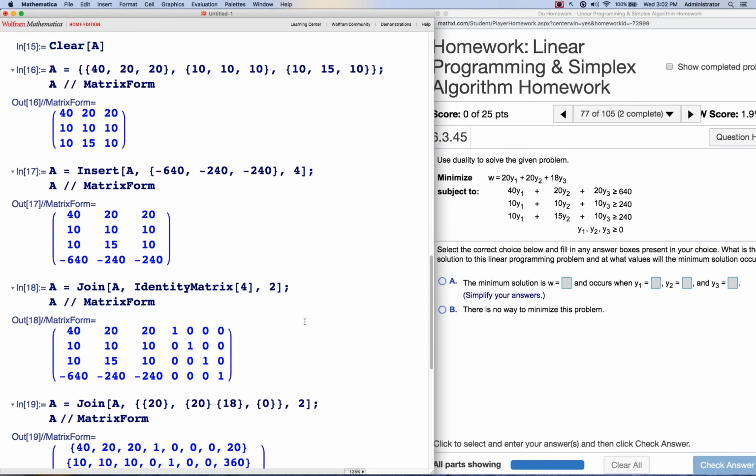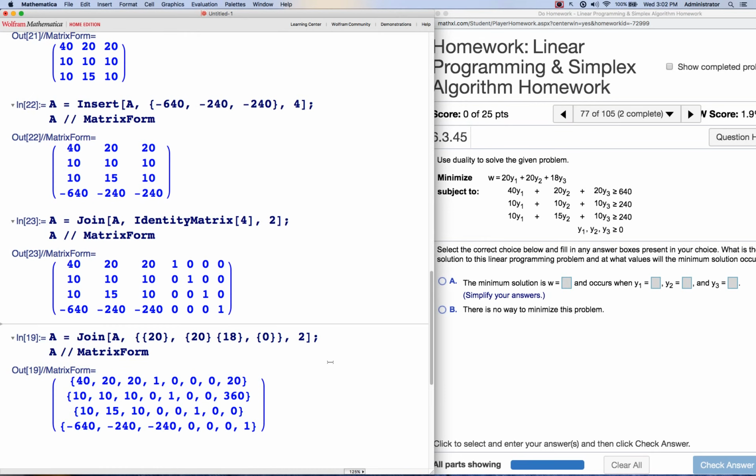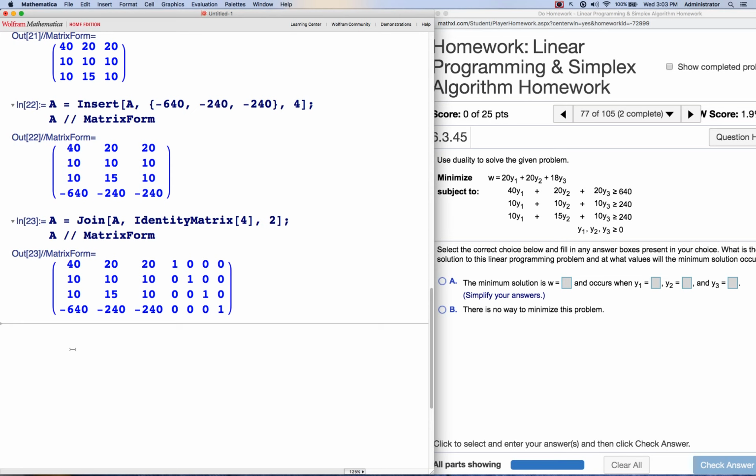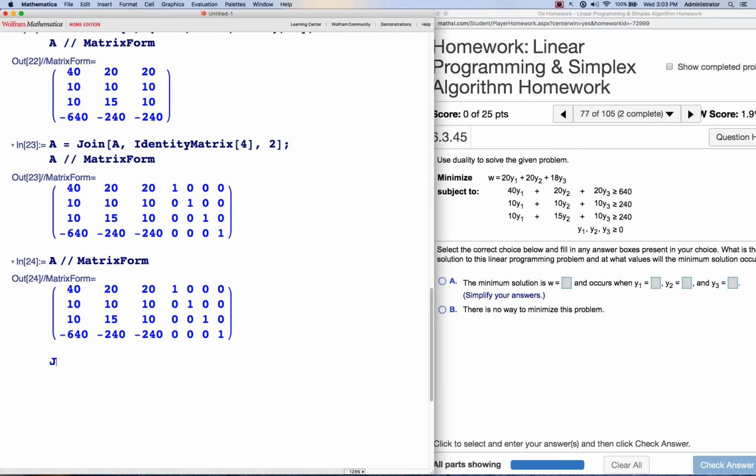Okay, we made a mistake. Let me, oh God, hold on a second. So clear A, let me do this again, Shift Enter, Shift Enter. Okay, so there was a problem here. Why did that not work? That's really weird. Matrix form. Okay, that looks good, but I have to add that column. Why didn't that work? It's really strange. Okay, let me try this without saving my answer in A.